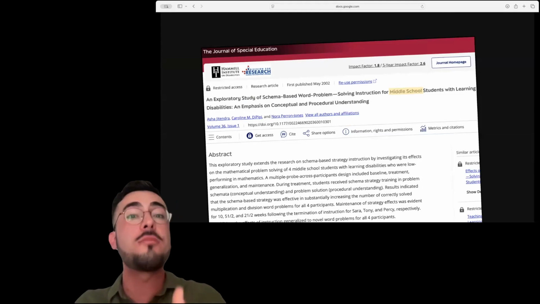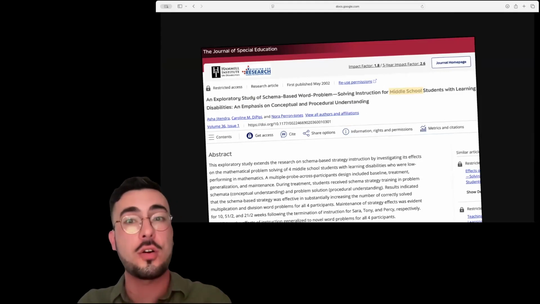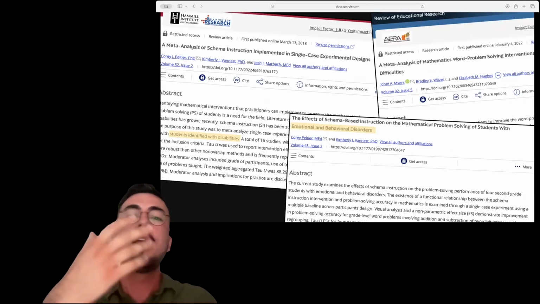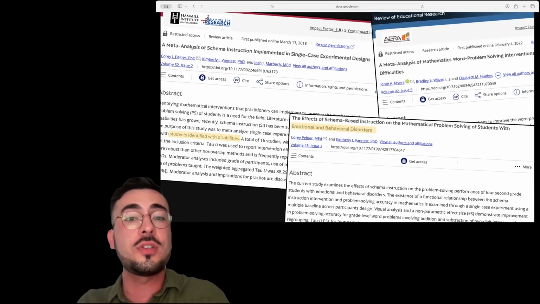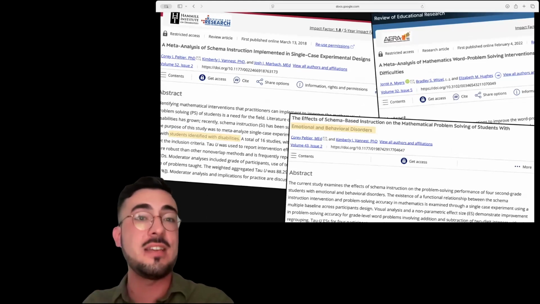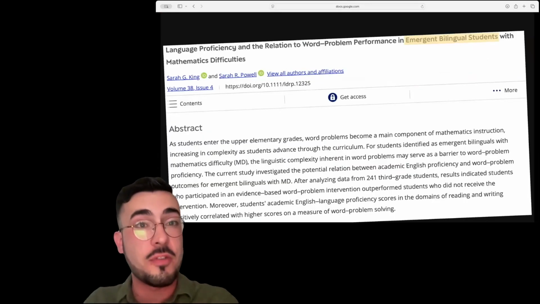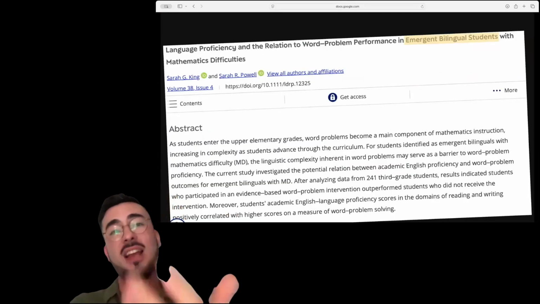They've done work with middle school students showing that it works. They've done work specifically with students who are identified with disabilities, including emotional and behavioral disorders. And again, they found that schema instruction works. They've done this work, this was especially relevant for my context, with emergent bilingual students.